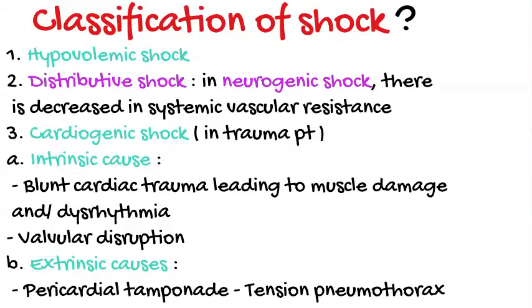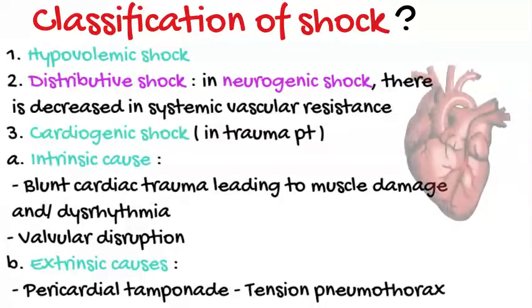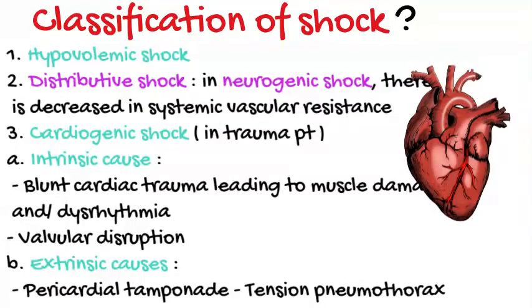In intrinsic causes, the causative factor can be blunt cardiac trauma leading to muscle damage and/or dysrhythmia, or it can be due to valvular disruption. For extrinsic causes, it can be due to either pericardial tamponade or tension pneumothorax.